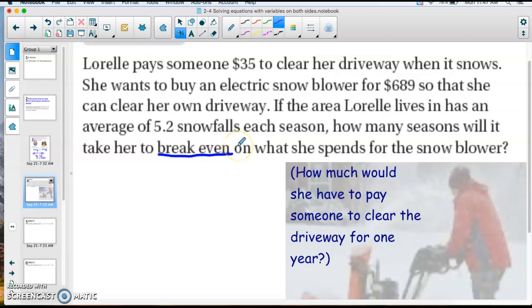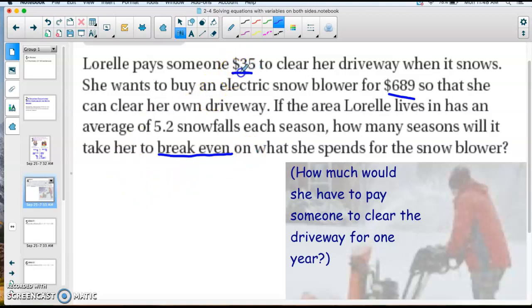And then after that amount, it's going to be cheaper for her to just have the snowblower, because then she won't have to pay any more money past the $689 she's already spent, right? But before that, it would be cheaper to pay somebody to do it. Okay, so if you were only planning on living in Minnesota for, say, 5 years, you'd want to find out, is it cheaper for me to buy a snowblower right away, or is it cheaper for me to just pay somebody for 5 years, for example.